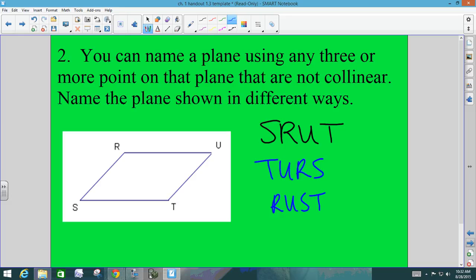Wouldn't that be great if it would work? You want to know why I wouldn't want this one? Didn't go in order. Good. It makes a nice word, which would be easier, but RUST, I'm jumping back and forth. When you name a plane, you got to go in order. You either can go clockwise or you can go counterclockwise, but just make sure you go in order. Thanks, though. Do you want to name it something else?